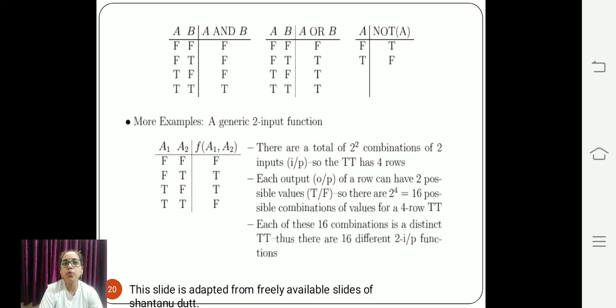Each output of a row can have 2 possible values. It may be true, it may be false. So there are 2 to the power 4, 16 possible combinations of values for the 4 rows. Yes or no? 4 rows have 16 possibilities. How? Each row has 2 possibilities, so 4 rows have 2 multiplied 4 times, 16 possibilities. Each of those 16 combinations is a distinct truth table. Thus there are 16 different 2 input functions.